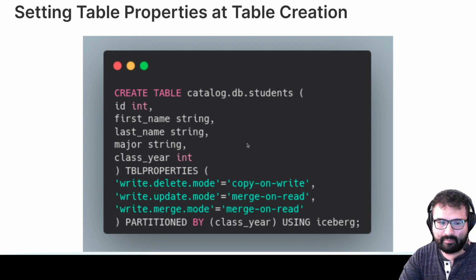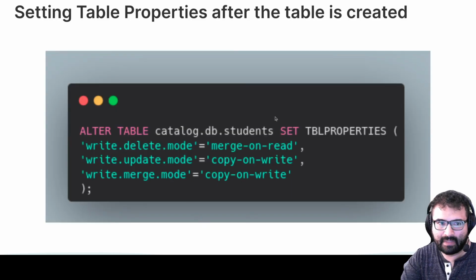Cool. In this case, setting table properties when you create a table is just adding this little TBLPROPERTIES clause. Again, this is a Spark syntax snippet. So you would just set this table properties command, then specify all the settings that you want, as many as you want. And then you can also alter those tables using an ALTER TABLE statement to alter those table properties.